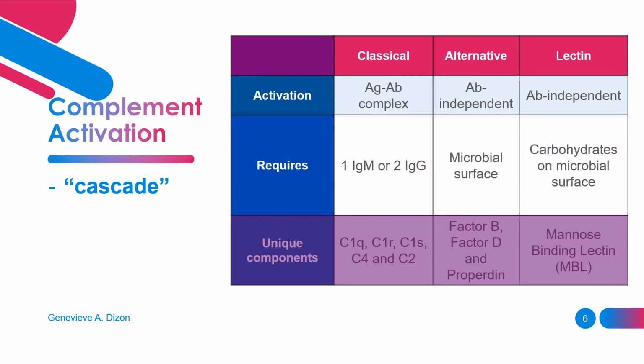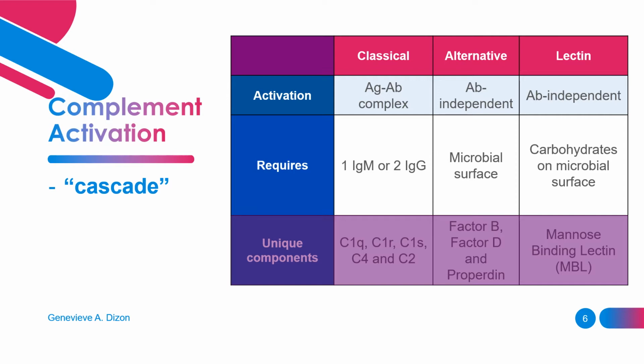For the requirements, the classical pathway needs at least 1 IgM antibody or 2 IgG antibodies, and we will discuss this later on. The alternative pathway needs microbial surface, or the cell walls of the organism. The bacterial cell walls have the polysaccharides or the lipopolysaccharides that are needed for the activation of the alternative pathway. The alternative pathway is more important the first time that an infection happens, because the antibody required to trigger the classical pathway is not yet present.